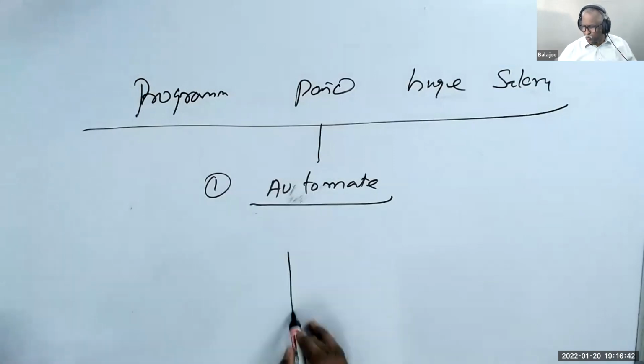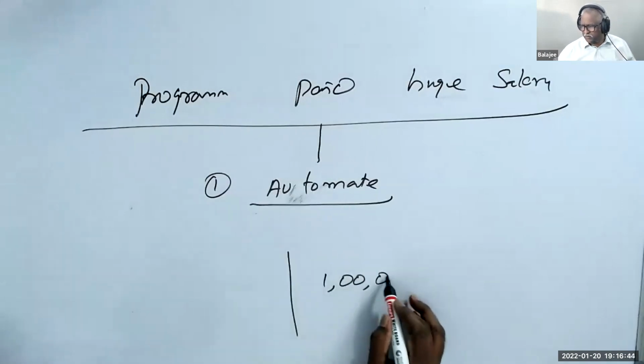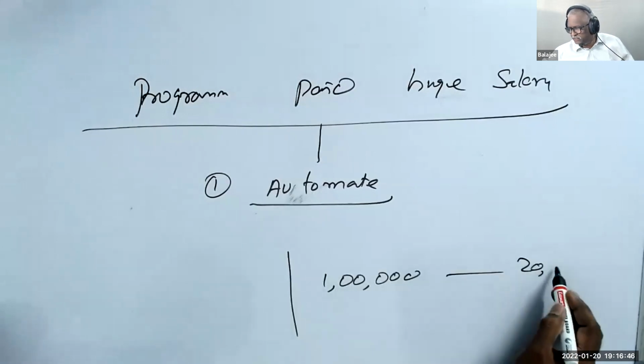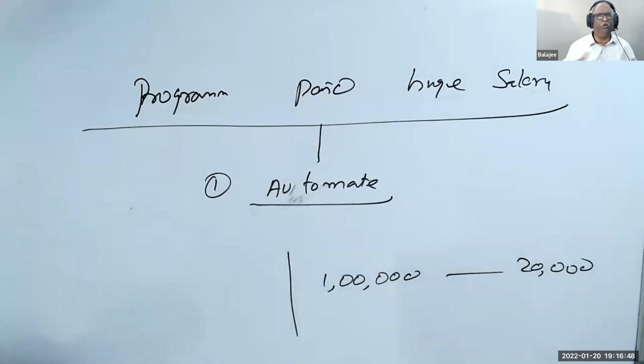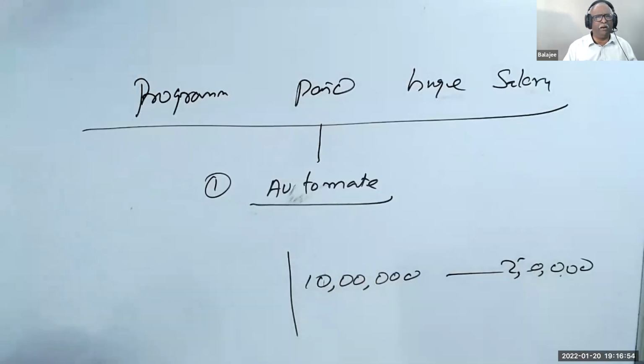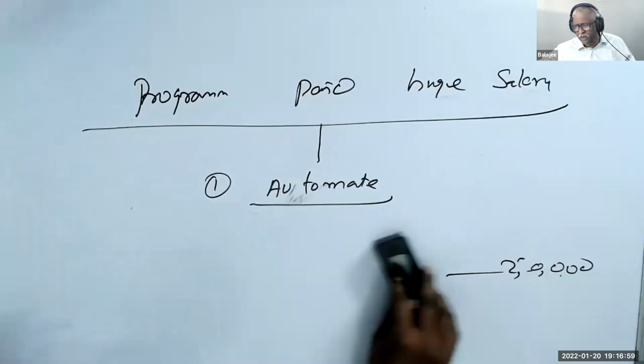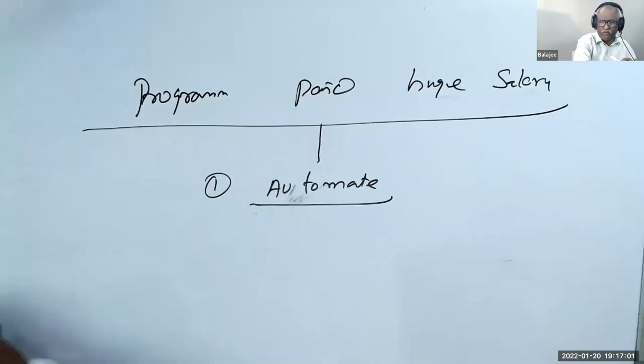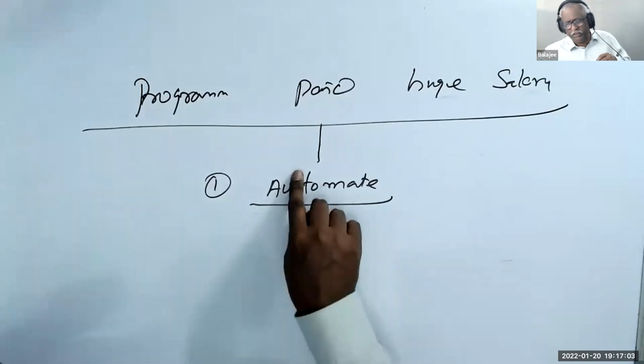You save my 1 lakh rupees in a month, I'll give you 20,000 rupees. Example, I'm just giving an example. If you save me 10 lakh rupees, I'll give you 2 lakh rupees. That's the company policy. You save me more money, I'll give you more money. That's the only thing. Nobody is a fool. No company will leave you if you do very good.